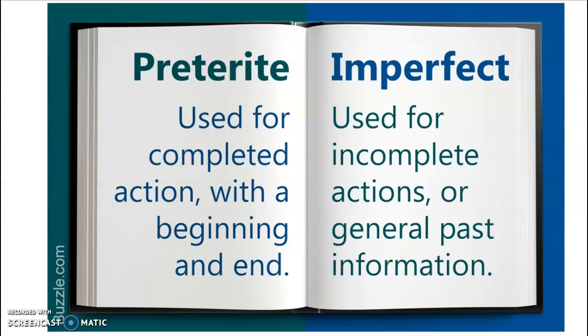The simple answer is that the preterite, you're going to use it for things that are done with, they're completed. There's something that had a beginning, something that had an end. Whereas the imperfect is going to be used for incomplete actions or general background, past information.